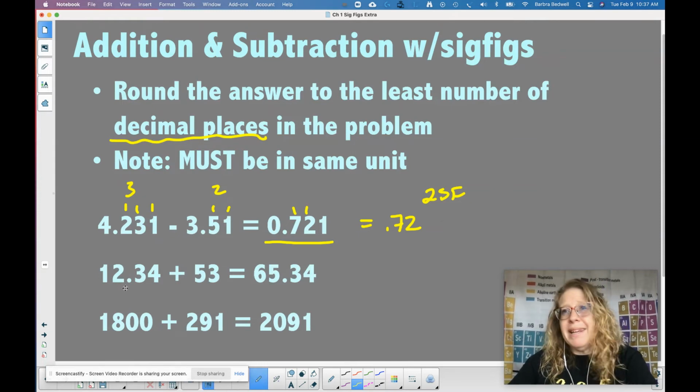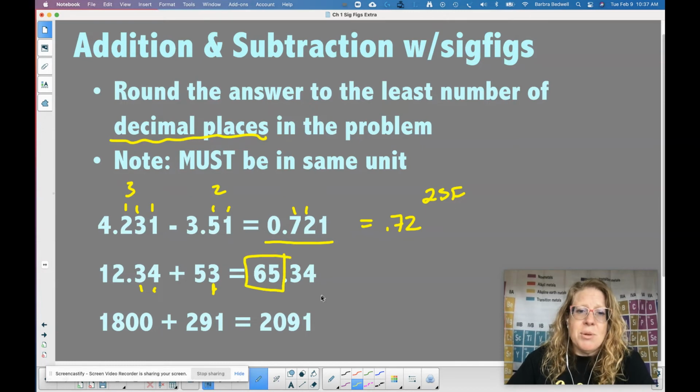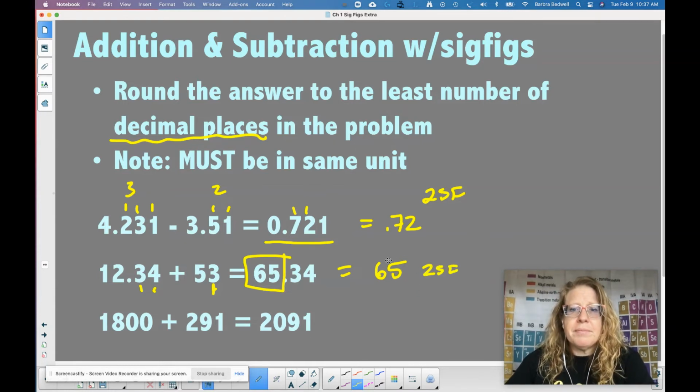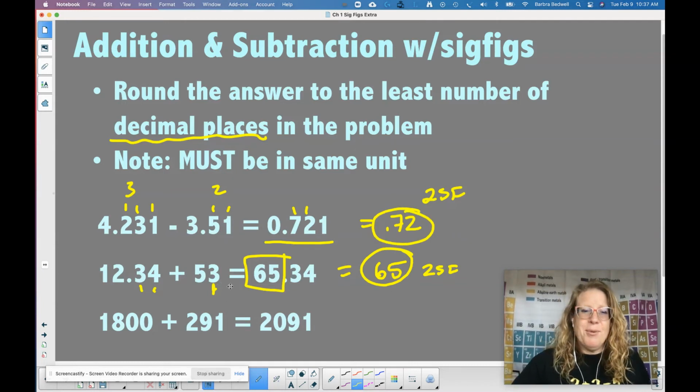All right. Second one, again, follow along. 12.34. This one is precise down to the hundredths place. And this one is 53, which is precise down to the ones place. So when we have our answer like this, that means our answer can only be precise to the least precise of our numbers. Our least precise digit is our ones place. That means this is all we've got to work with. Our final answer here would be rounded to 65. Again, 0 decimal places, but also 2 sig figs.